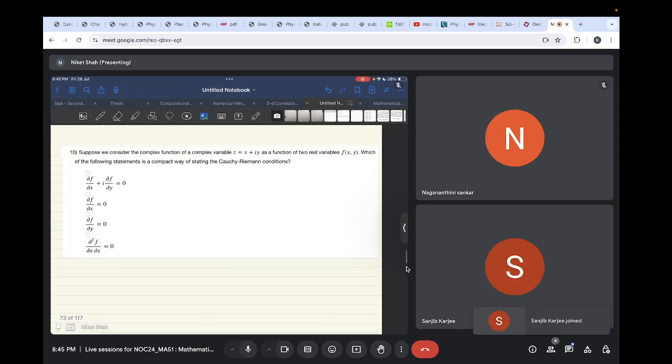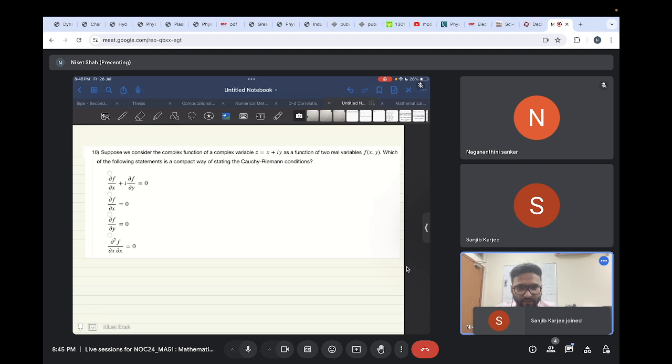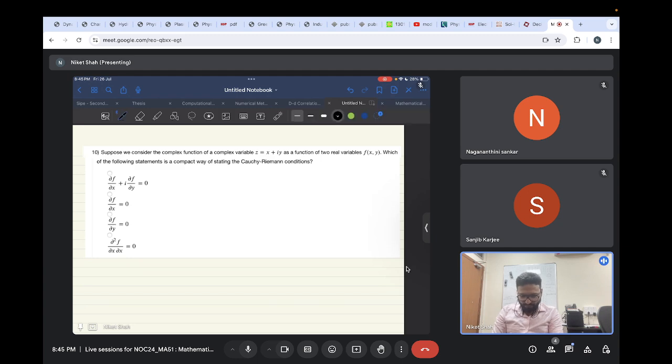So what they are saying is a complex function of a complex variable z equal to x plus iy. So f is basically a function of z, and it's a function of x plus iy. We want to restate the Cauchy-Riemann conditions in this form. An easier way to do this would be just this: if I say that f is simply u(x, y) plus i v(x, y).